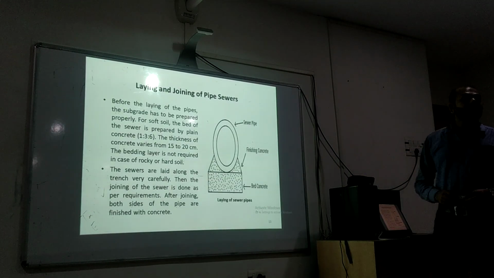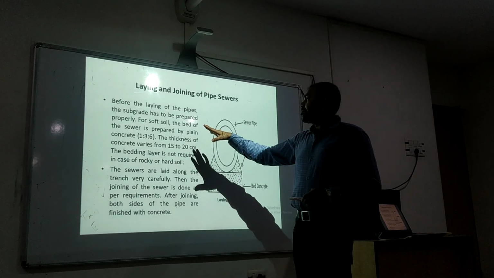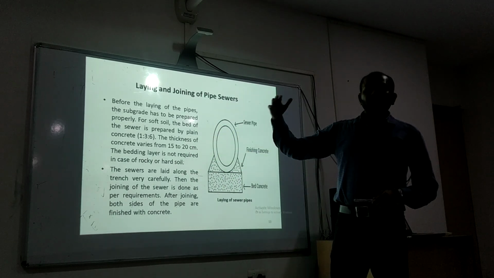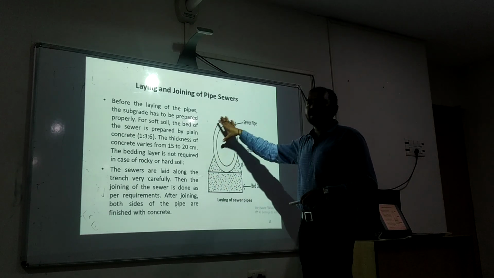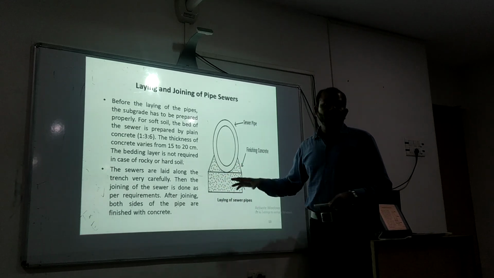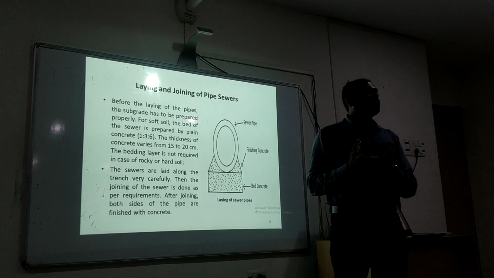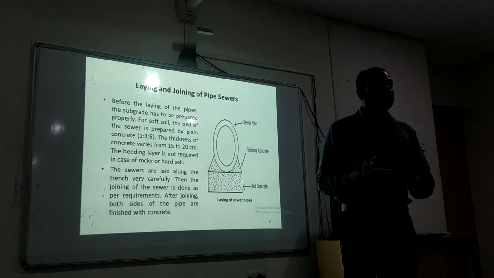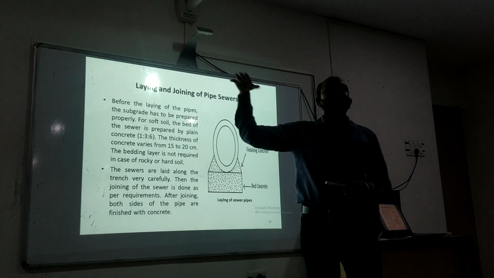Then laying and joining of the sewer pipes. Before the laying of the pipes, if possible, a proper base should be provided where the sewer pipes can be laid. ठीक है ना? If possible, एक plain cement concrete अगर हम बेस प्रोवाइड कर सकते at least, या फिर we can provide brick flat solid like that, so that a particular base is created where the pipes can be laid.